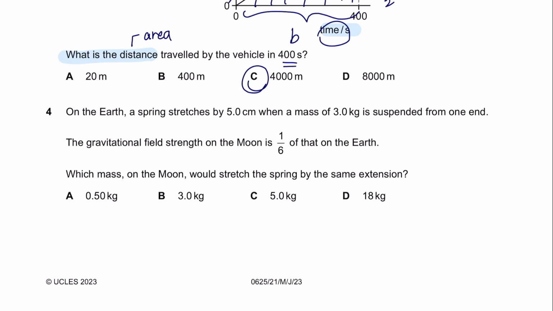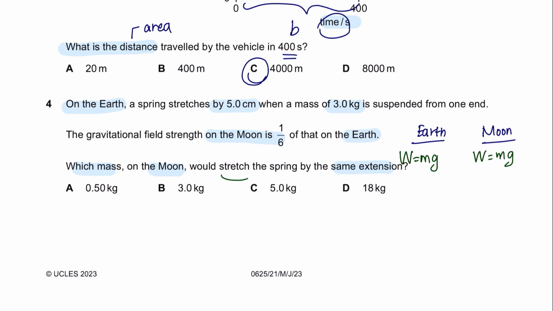Next, question 4. On the Earth, the spring stretches by 5 cm when a mass of 3 kg is suspended from one end. The gravitational field strength on the Moon is 1/6 of that on the Earth. Which mass on the Moon would stretch the spring by the same extension? For the same stretch, we're going to look at the same weight being applied both on Earth and Moon.